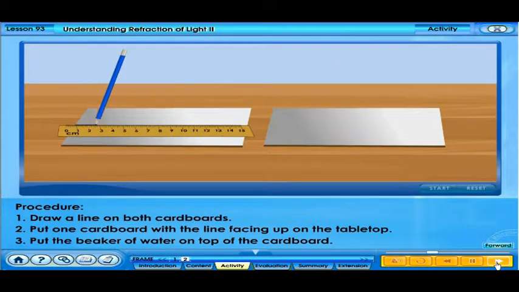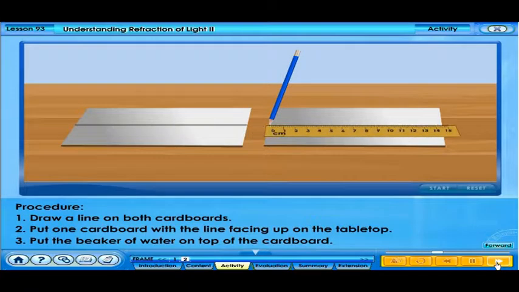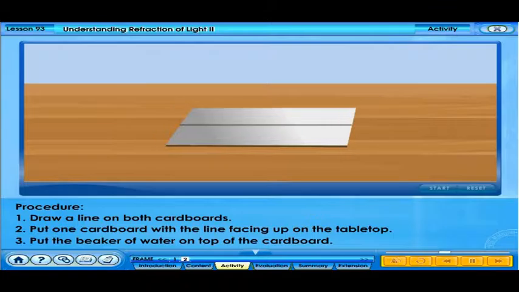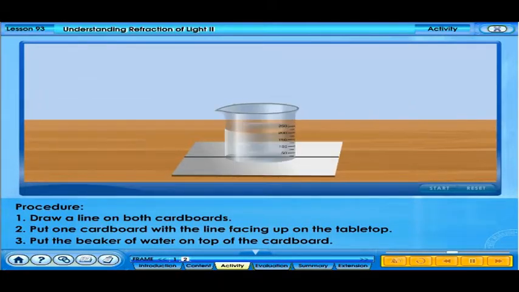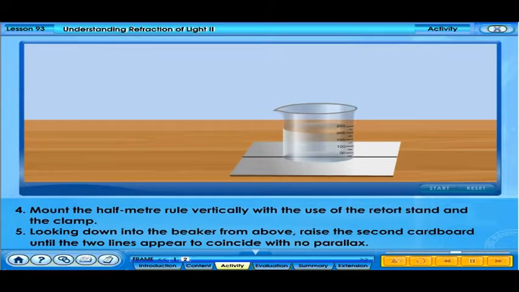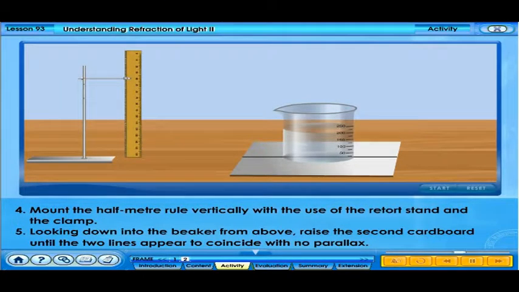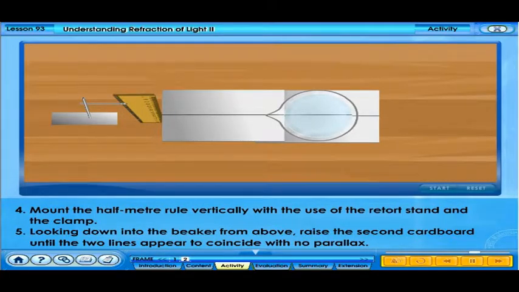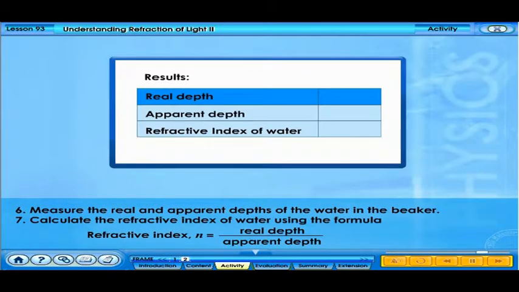Procedure: draw a line on both cardboards. Put one cardboard with the line facing up on the tabletop. Put the beaker of water on top of the cardboard. Mount the half-meter rule vertically with the use of the retort stand and the clamp. Looking down into the beaker from above, raise the second cardboard until the two lines appear to coincide with no parallax. Measure the real and apparent depths of the water in the beaker.